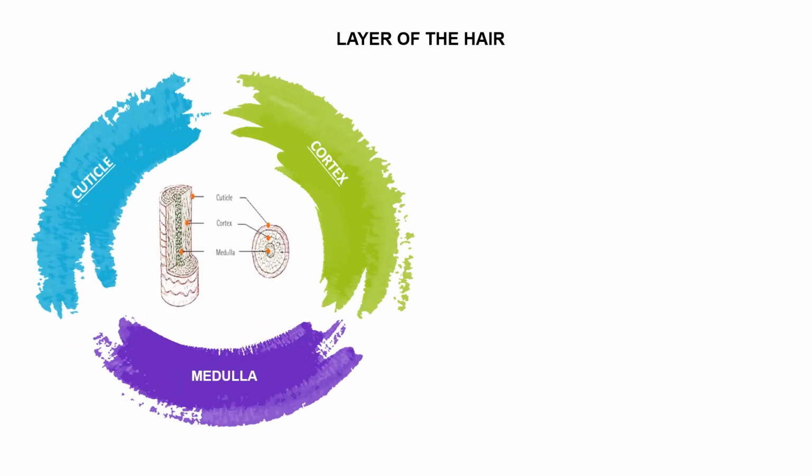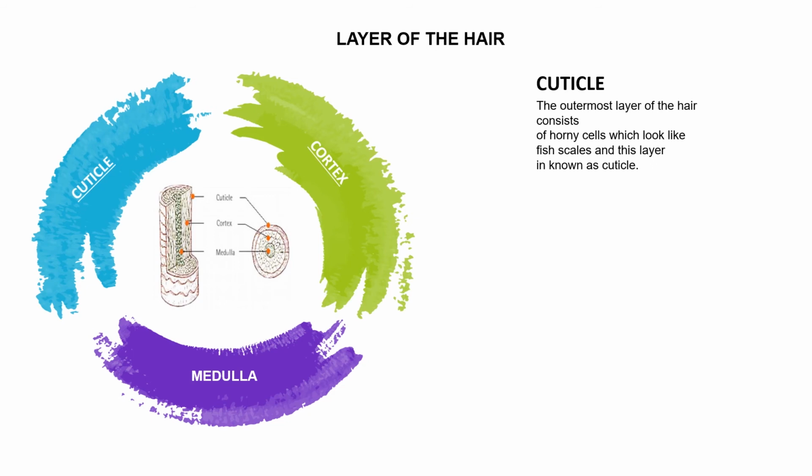Then let's see the layers of the hair. The hair is divided into three parts. First is cuticle, second is cortex, and third is medulla. As you're able to see in the image, that's a hair, and those are the three parts. The cuticle is the outermost layer of the hair, which consists of horny cells that look like fish scales, and this layer is known as the cuticle. As you see, it's the outermost part of your hair.